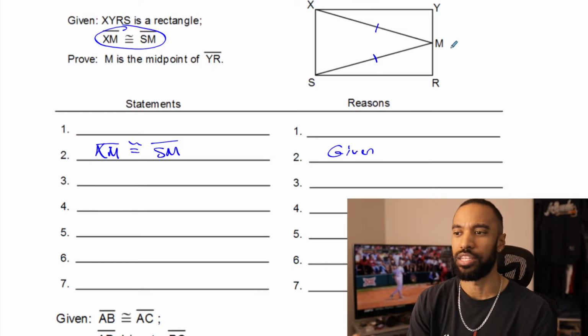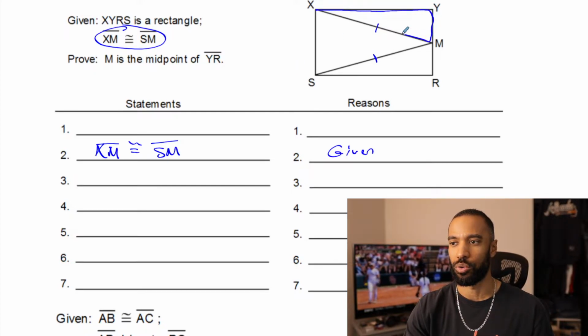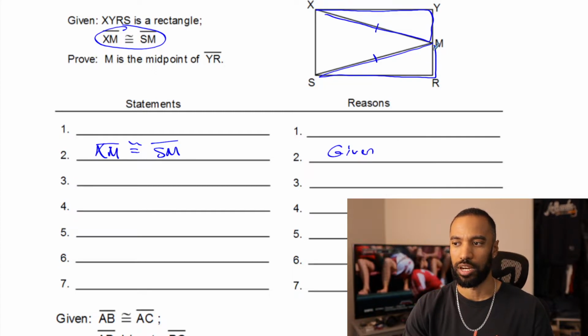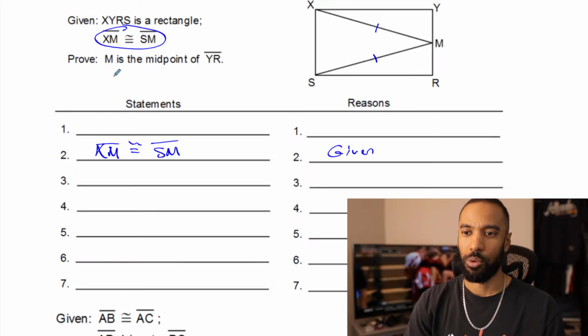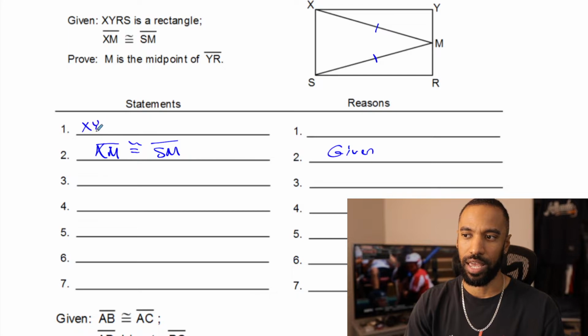Oh yeah, you know what? Yeah, I can do that. I'm going to prove those 2 triangles are congruent to each other. So I want to prove this triangle is congruent to this one, and then by what's called CPCTC, show that the corresponding parts here and here are congruent. Therefore, it's a midpoint. So here we go. Let's go back to the fact that XYRS is a rectangle. Let's write that out.